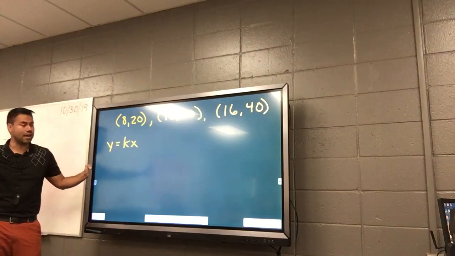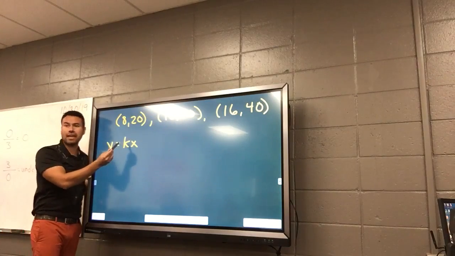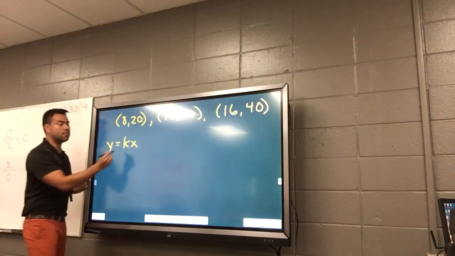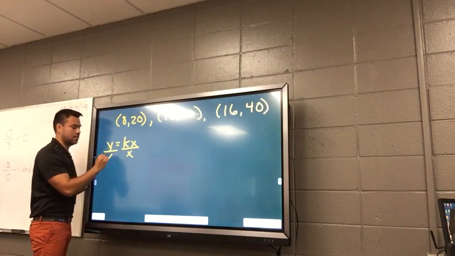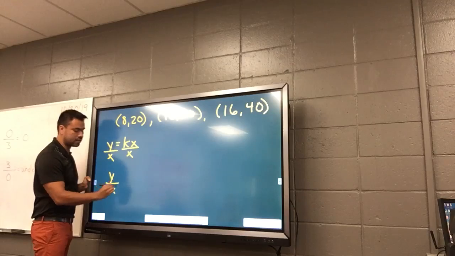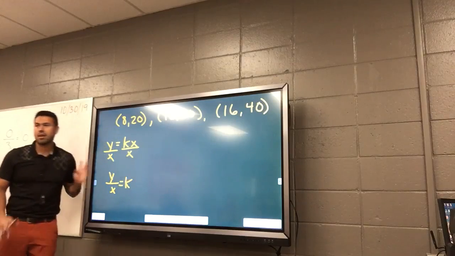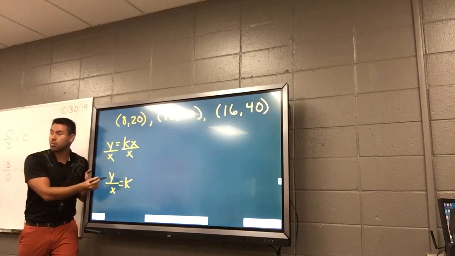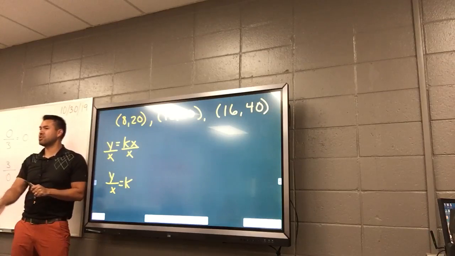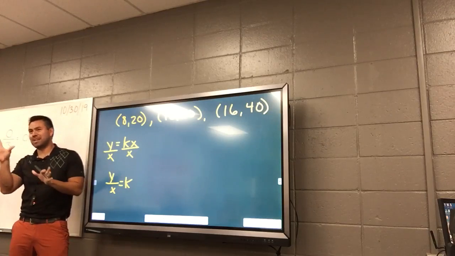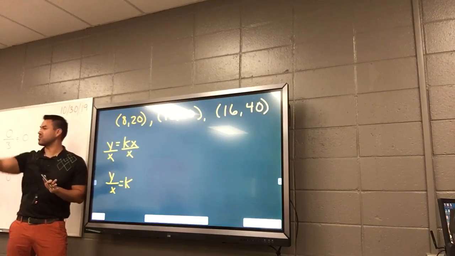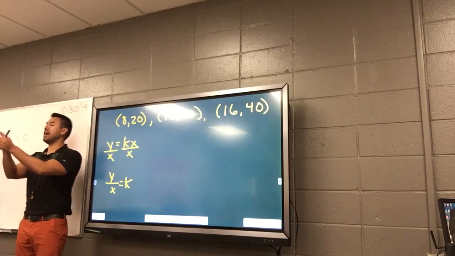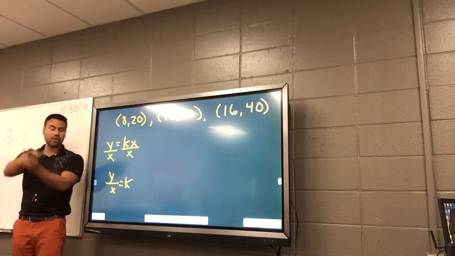Okay, before we do that, do you guys know how to solve for k? It's kind of like your distance equals rate times time. Divide both sides by x, and you're going to get y over x equals k. Is that correct? What does y stand for? The y-axis, right? What does the x stand for? It's talking about your rise over your run. Okay, and you're like, what do you mean?